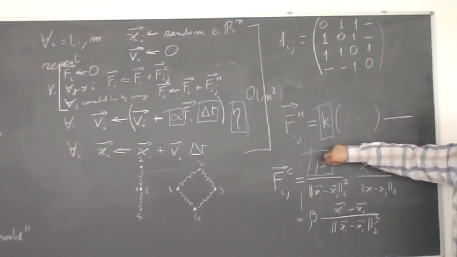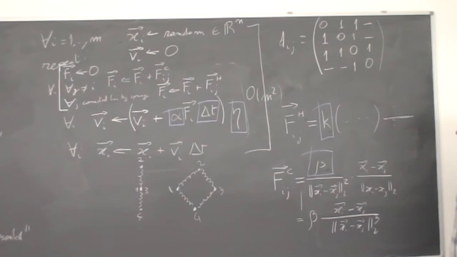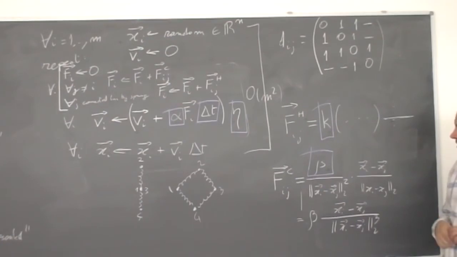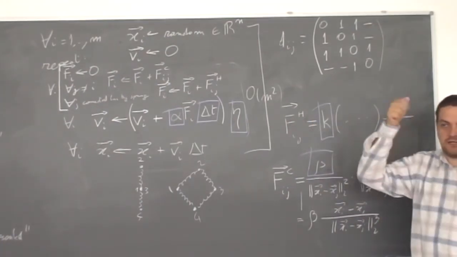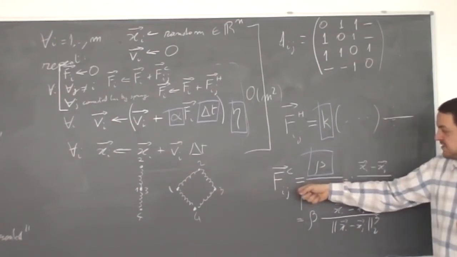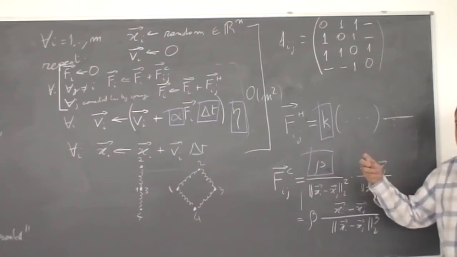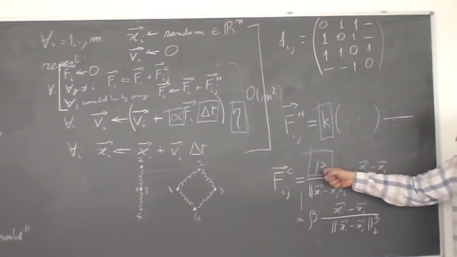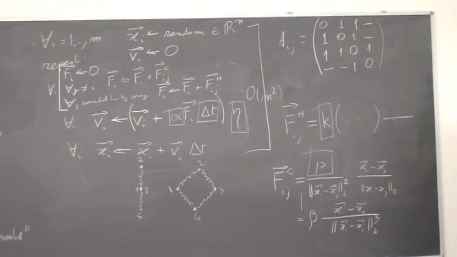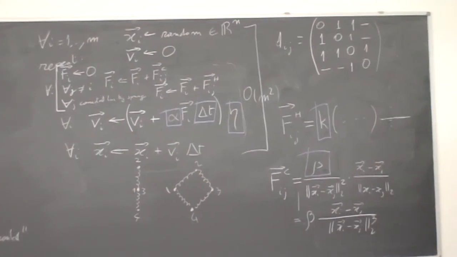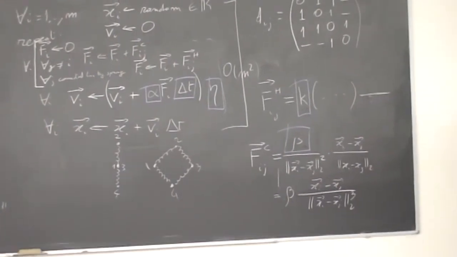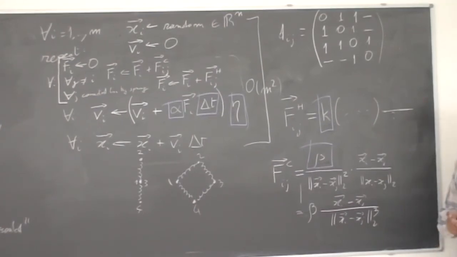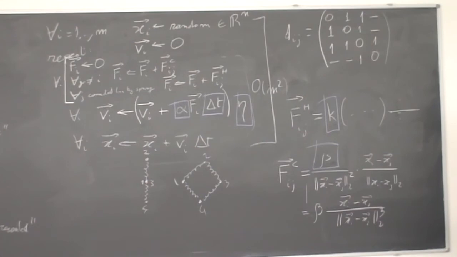Probably you want beta to be much smaller than k, because what's important to regulate the system is the Hooke's force given by the springs, while this repulsive force is only something that you add in order to spread the graph a little better. So this force should be smaller with respect to this one. Okay, anyway, maybe tomorrow we can try to play with these coefficients.